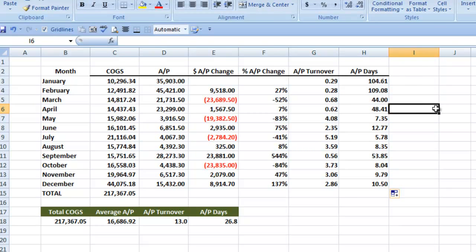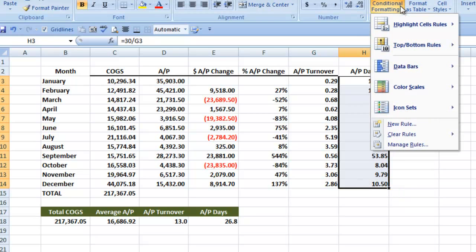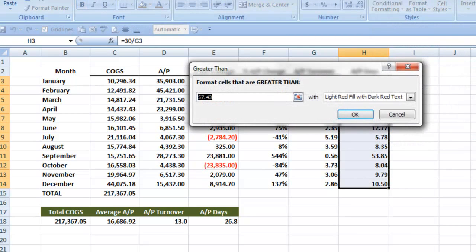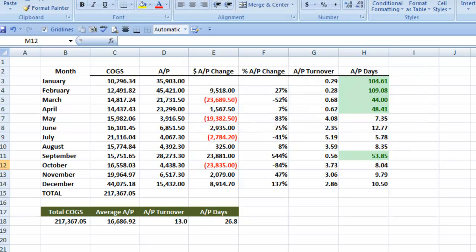In order to make the AP days trend stand out, I'm going to use some conditional formatting. So if I highlight it and use conditional formatting, and I'll choose greater than, and in this case I'll use 30 days because that's our greatest terms from vendors. We'll fill it in green.